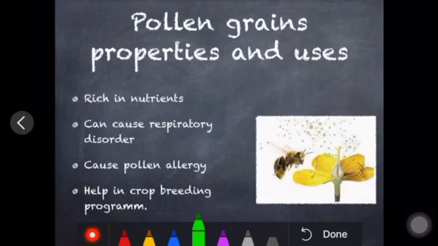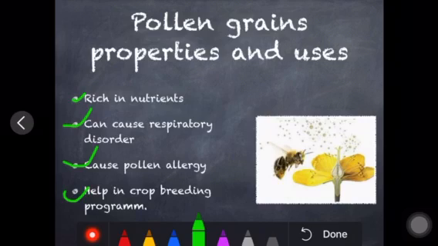Here one simple thing is also there, pollen grain properties and uses. As you know, pollen grains lie on the anther, and they are rich in nutrients. Well, they can cause respiratory disorder. This is the drawback of pollen grain. It causes pollen allergy as well. Some people have this pollen allergy. It is also helping in crop breeding programs, right? So these are the functions, properties and uses of the pollen grains.